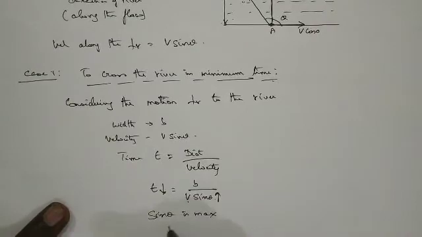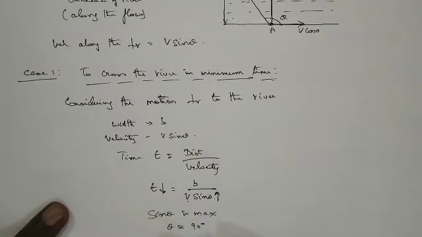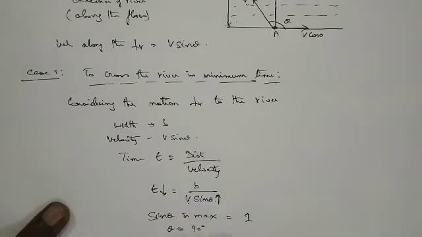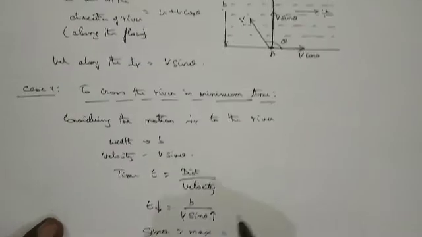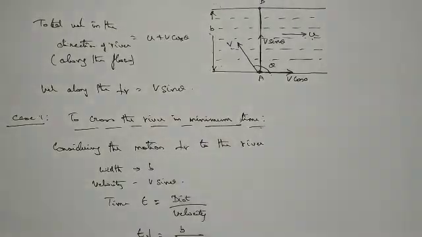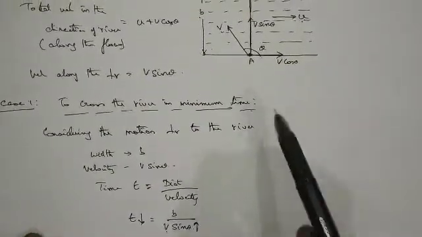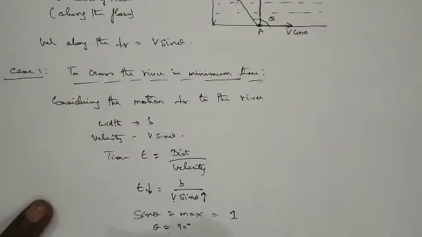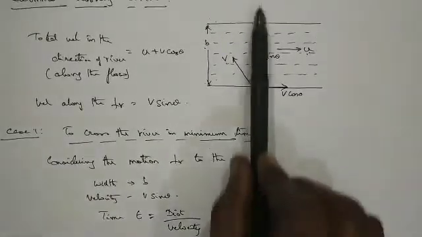So if sine theta is maximum, theta should be equal to what? 90 degrees. Sine theta maximum is equal to 1. That means theta should be equal to 90 degrees. When theta is 90 degrees, that means he is going straight, that is minimum time. Again I am repeating, if he puts an effort at 90 degrees he is going in minimum time. That means he should go exactly opposite.